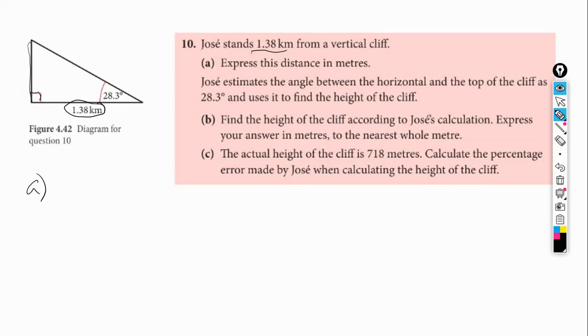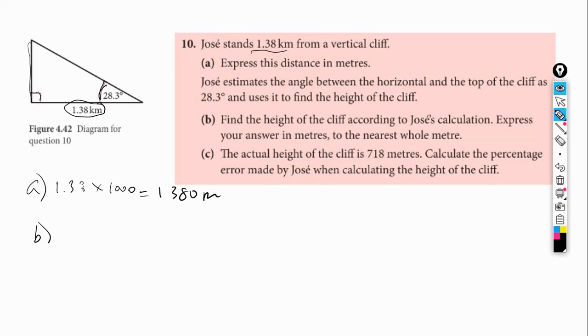Now remember that there's 1,000 meters in a kilometer, so we have to multiply 1.38 times 1,000, and that is going to give us 1,380 meters. Part B says, or before part B, it says, Jose estimates the angle between the horizontal and the top of the cliff as 28.3 degrees. So he calculates this to be 28.3 degrees and uses it to find the height of the cliff. So B now says, find the height of the cliff according to Jose's calculation.